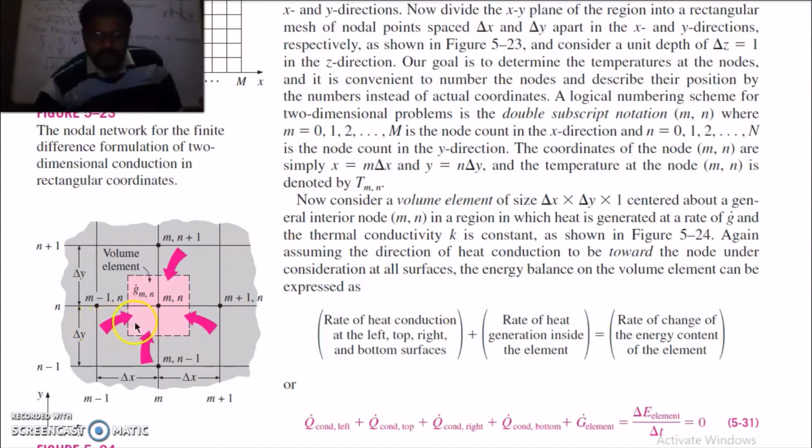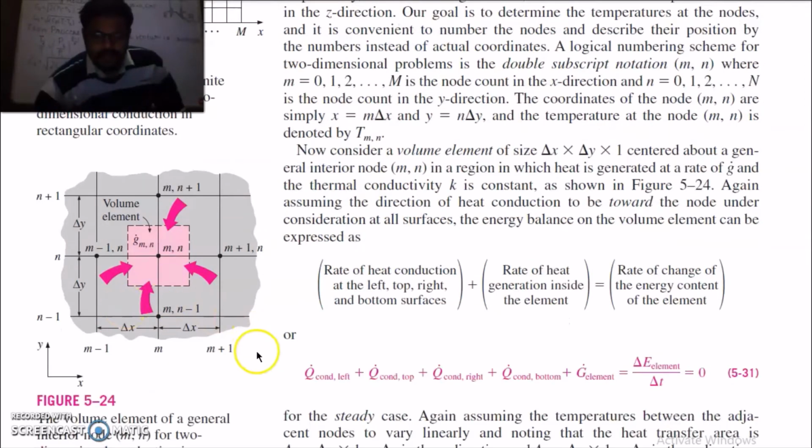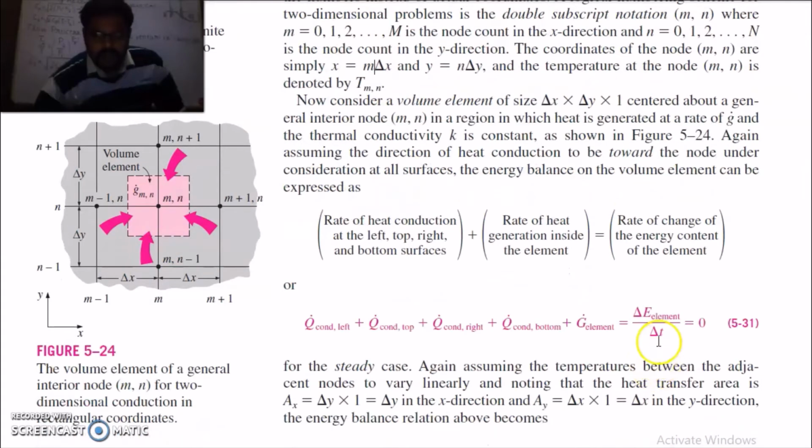So this is your energy from this side, energy from this side, energy from top and bottom. So the rate of heat conduction at the top, left, right, bottom plus the rate of heat generation must be equal to the rate of change of energy content of this element, which is equal to conduction from left, conduction from top, conduction from right, conduction from bottom, plus generation, is equal to the change in energy of the element. Because this is steady state, this change is 0.